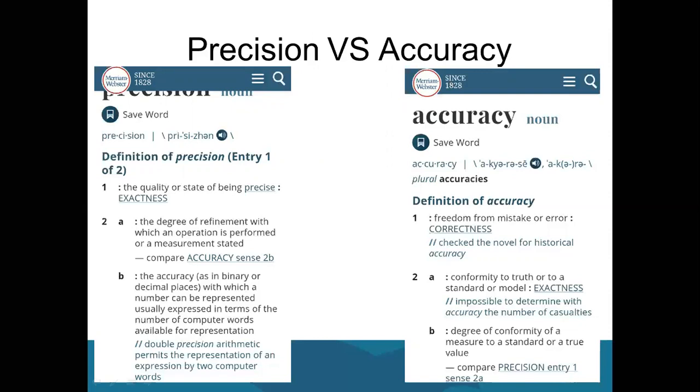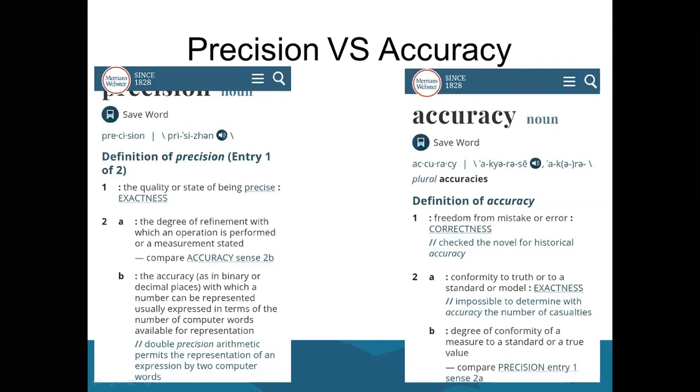Definition of precision, let's just read it together. The quality or state of being precise, exactness, the degree of refinement with which an operation is performed or measurement stated. So precision is when you are continually getting the same results, while accuracy is the freedom from mistake or error. So basically you are on target. The exact one is you are always getting there. You are getting the right spot.